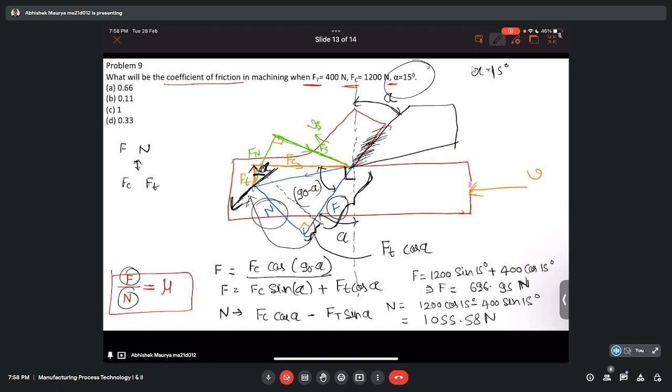Now we have got F and we have got N. We will take their ratio in order to find the coefficient of friction. So mu is equal to 696.95 divided by 1055.58, which comes to 0.66. So the correct answer is A.